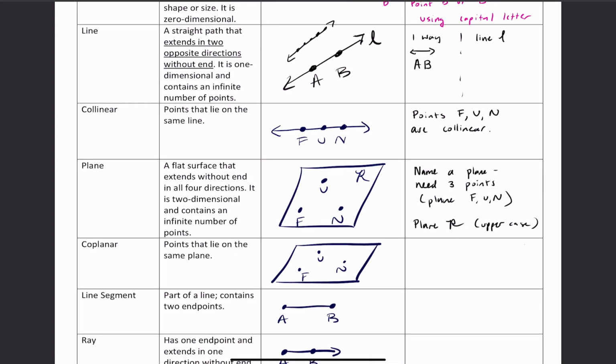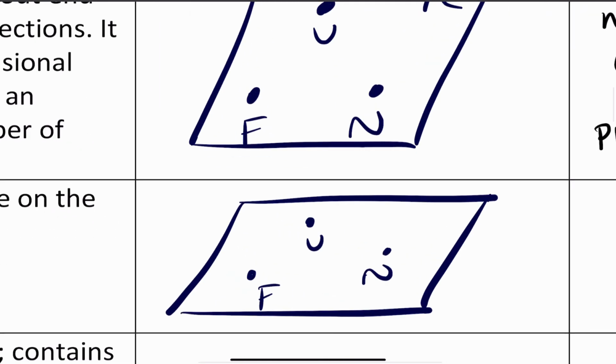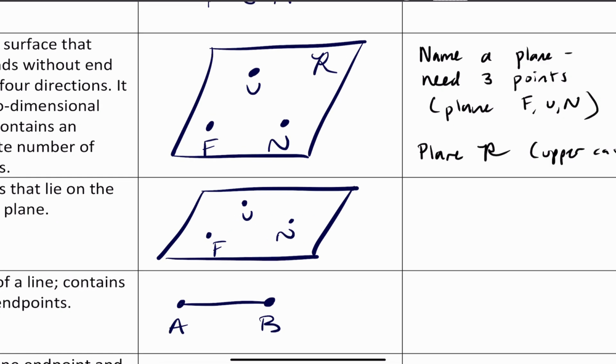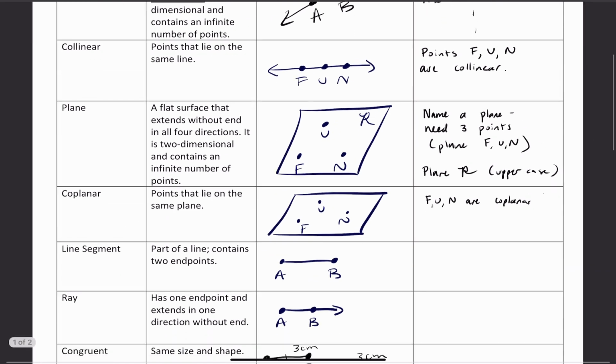Coplanar, those are points that lie on the same plane. So here's my plane. I drew my plane. All I need are 3 points. I'm going to use that same example, F-U-N. We're going to say F-U-N are coplanar because they are lying on the same plane. These points are lying on the same plane. Okay? How simple is that?